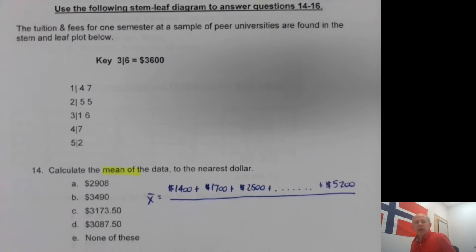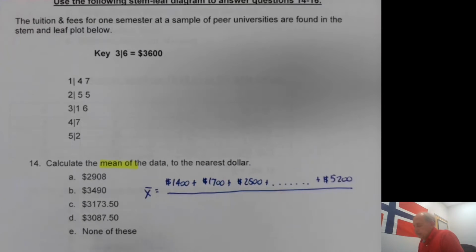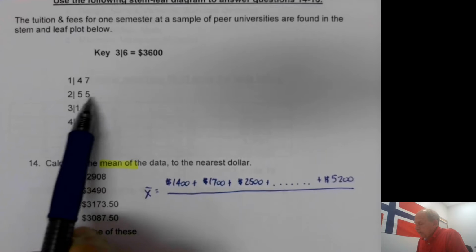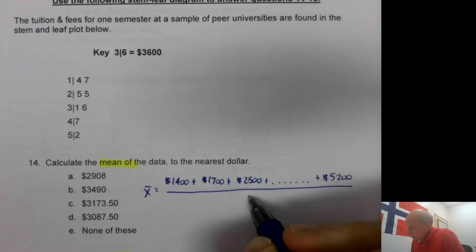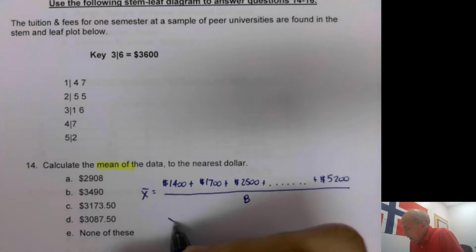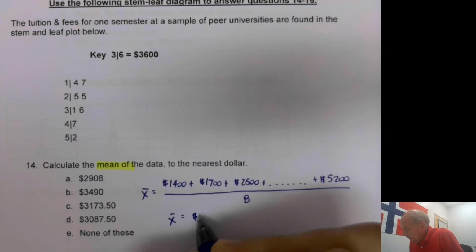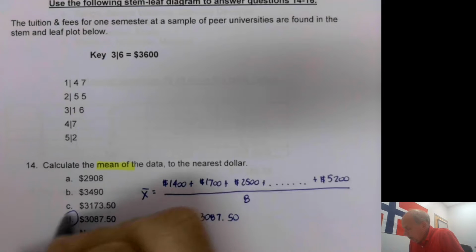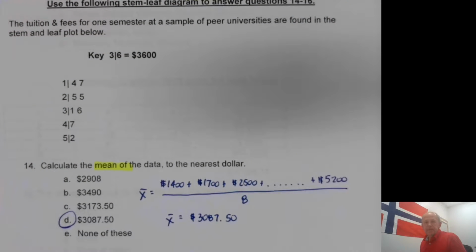Now I'm going to count the number of schools that I've taken a look at. 1, 2, 3, 4, 5, 6, 7, 8. I have 8 data points, and when I add those up and divide by 8, my average will be 3,087.50. My answer is D. There's how you do 14.